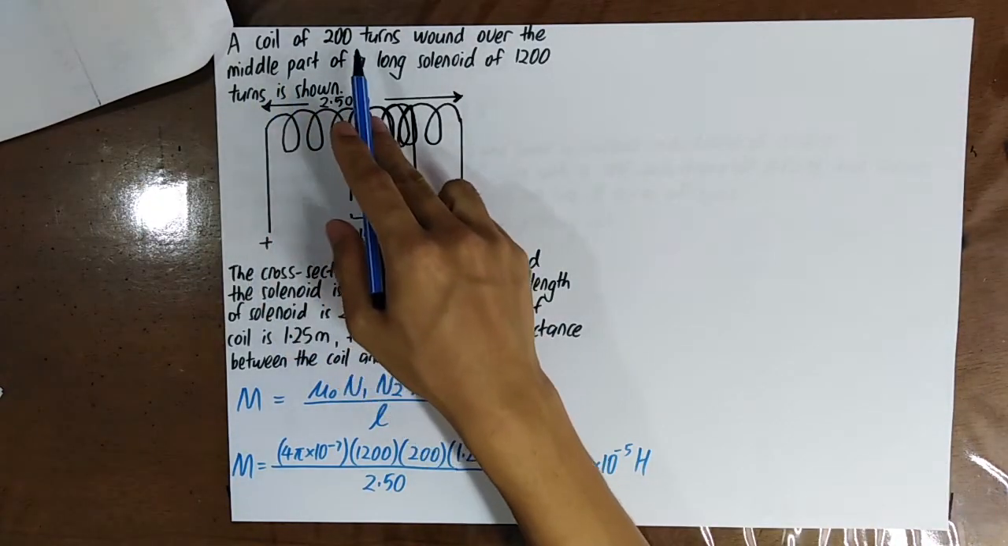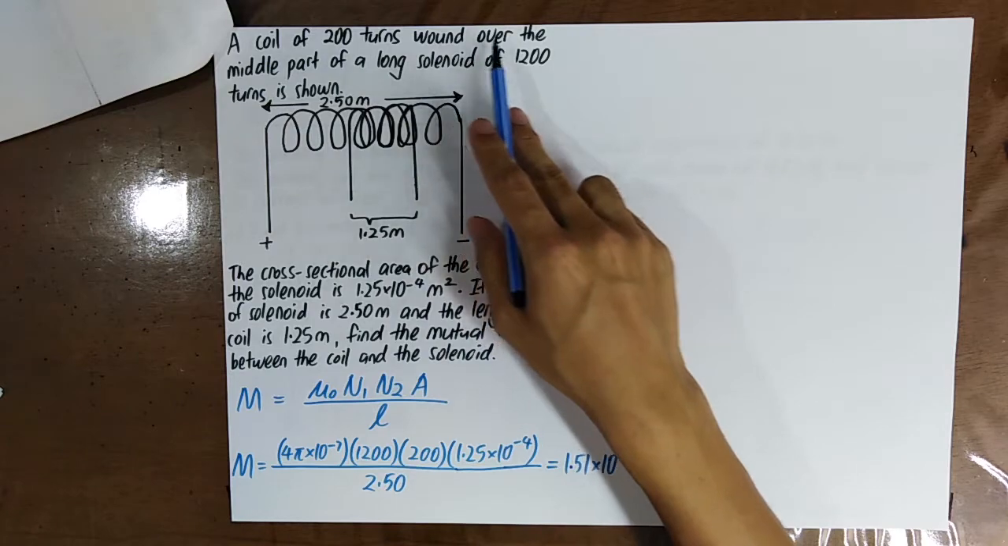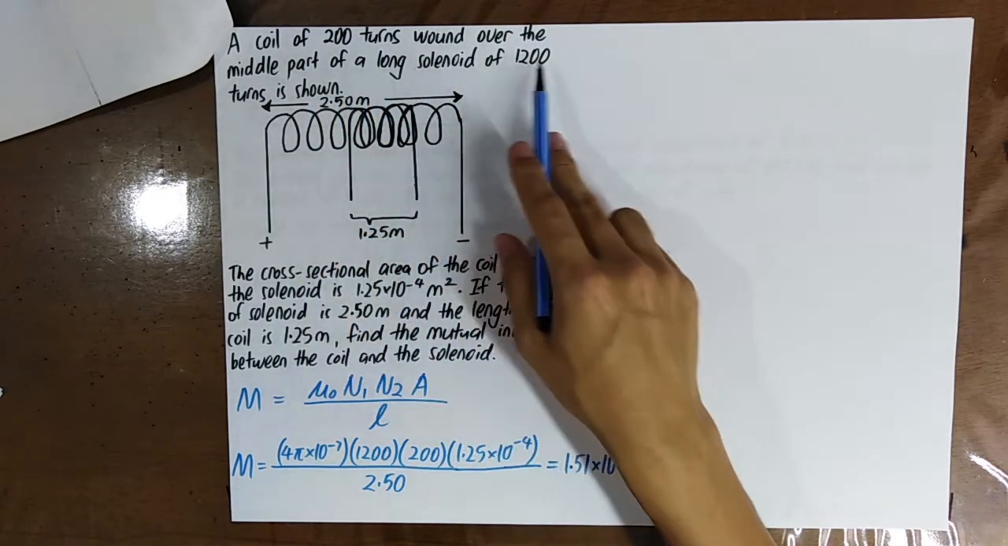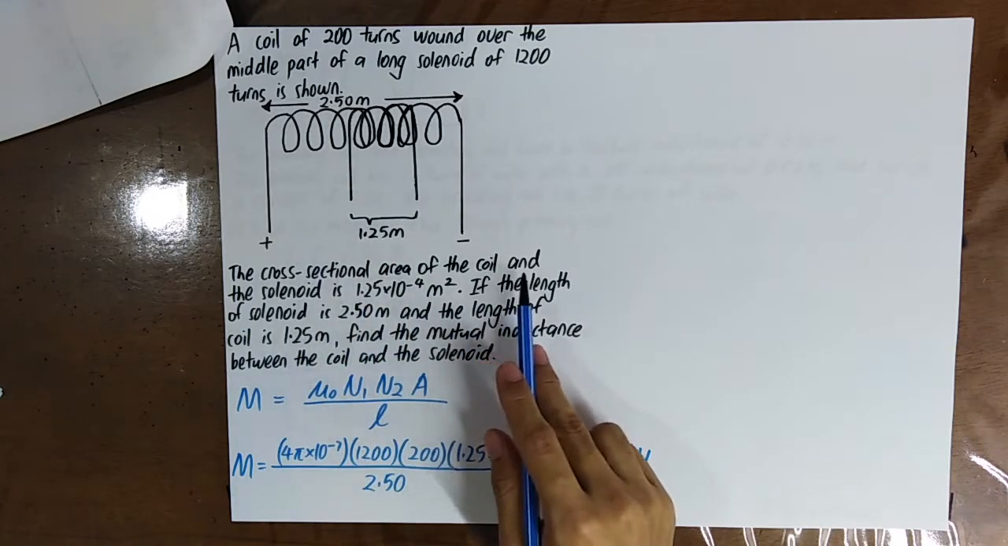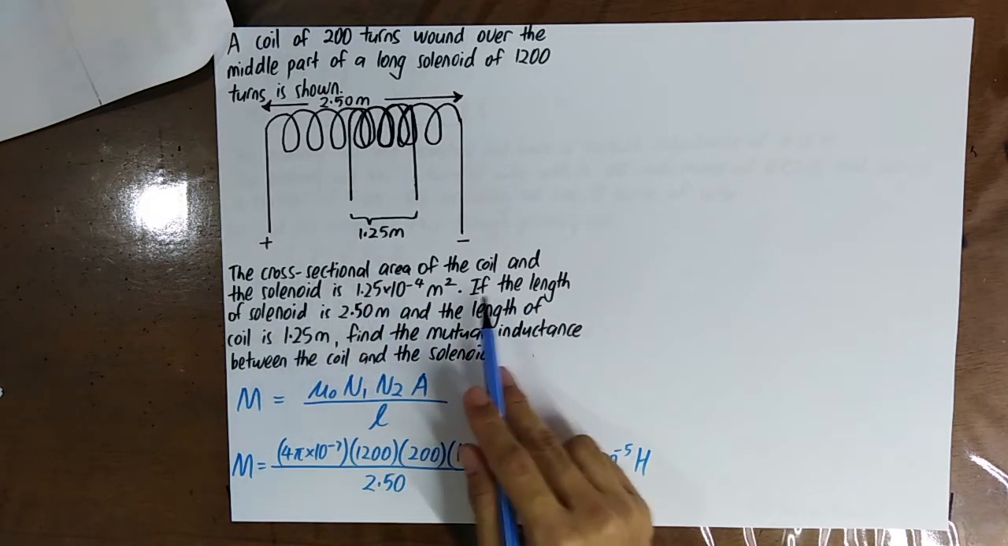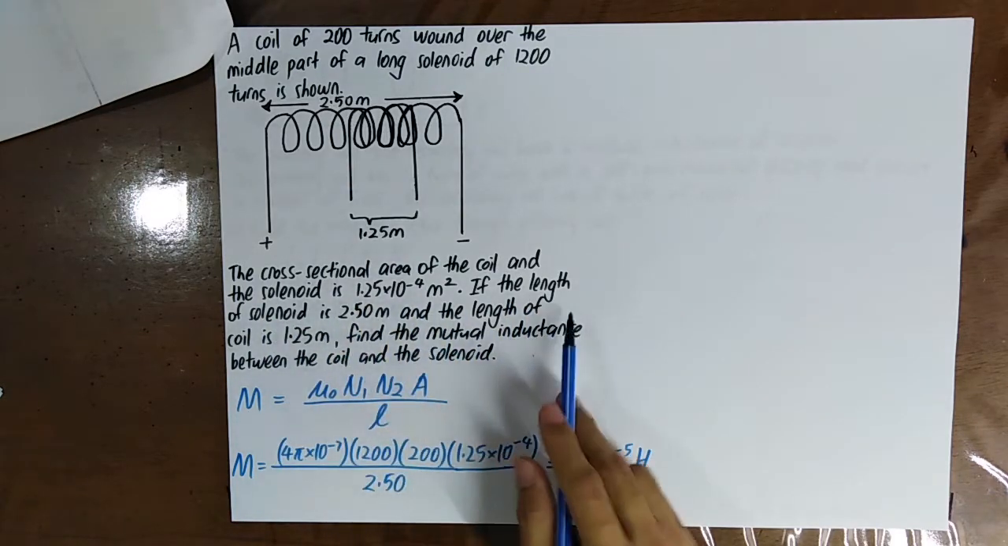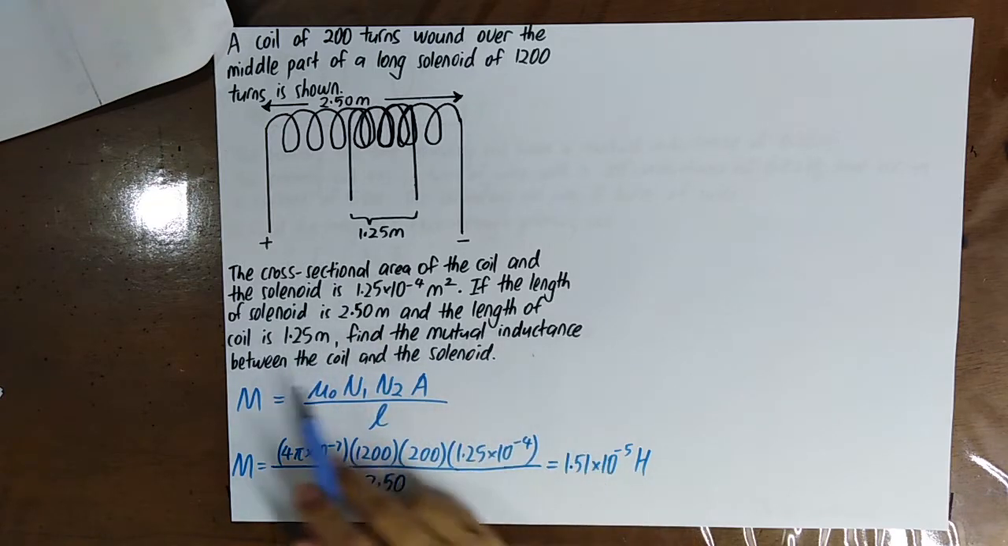A coil of 200 turns wound over the middle part of a long solenoid of 1200 turns is shown. The cross-sectional area of the coil and the solenoid is this. If the length of the solenoid is this and the length of the coil is this, find the mutual inductance between the coil and the solenoid.